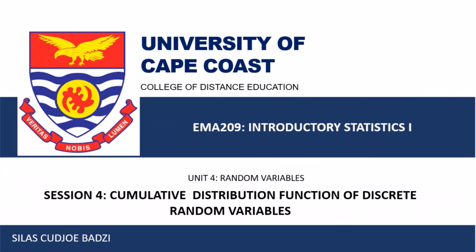We are still on Unit 4, Random Variables. Now on Section 4, Cumulative Distribution Function of Discrete Random Variable. So here we are dealing with the cumulative distribution function of a discrete random variable. After that, we will look at the cumulative distribution function for continuous random variables also.